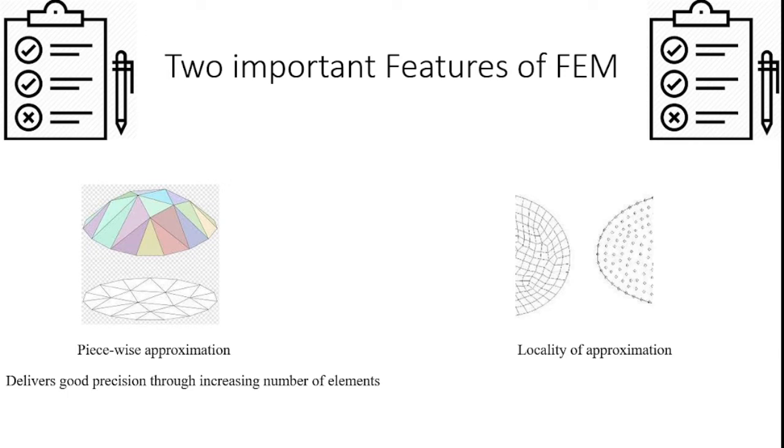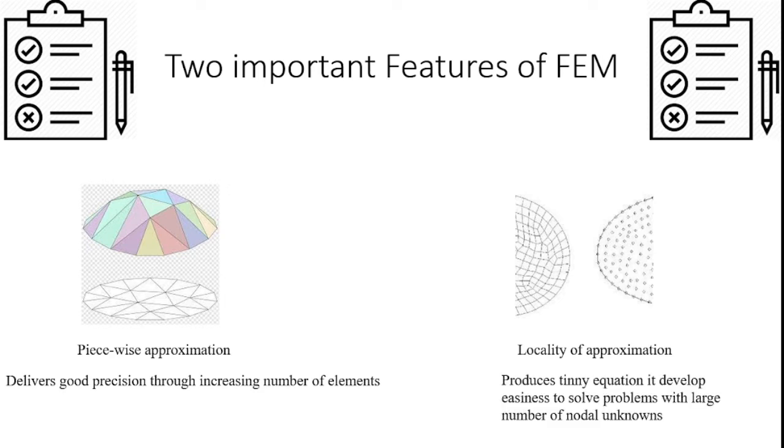But as an engineer, we may consider the locality of approximation. What is local approximation? Piecewise approximation may give good precision results, but in local approximation, what happens? It produces tiny equations. It makes it easier to solve problems with a large number of nodal unknowns. So it rectifies some problems that are available from the piecewise approximation.